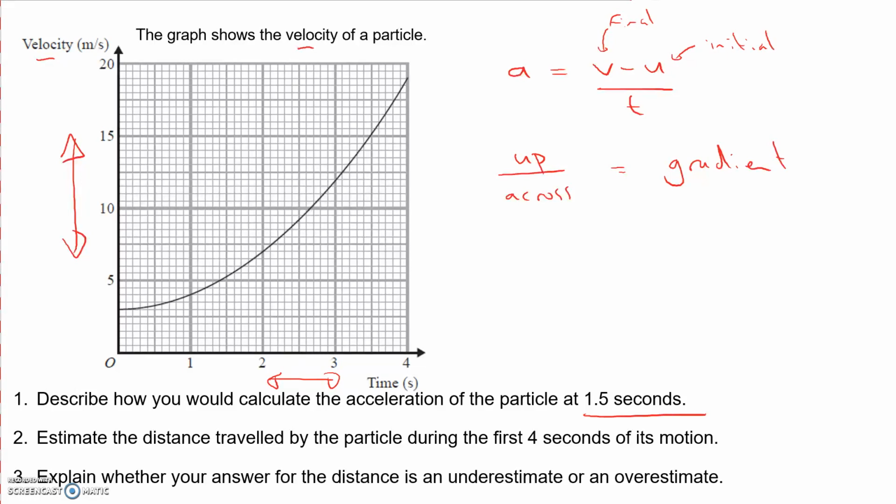Well, it says 1.5 seconds. So 1.5 seconds is here. At 1.5 seconds, we need to find our gradient. The trouble is this is a curve, so we don't have a straight line. We can't just directly use y equals mx plus c. So we need to draw a tangent at that point. We're going to draw a tangent, a straight line, exactly at 1.5 seconds, something like that. That's going to give us the instantaneous acceleration, because at every point on this curve the acceleration is changing. So we want it here, it's called the instantaneous acceleration.